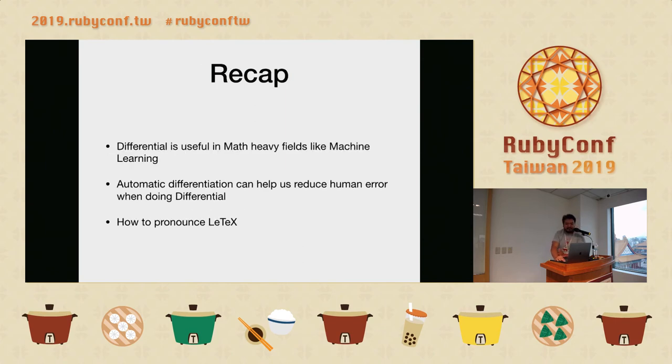So to recap, differentiation is very useful in math-heavy fields like machine learning. Automatic differentiation can help us reduce human error when doing differentiation and make us more happy. And the last recap is how to pronounce LaTeX.